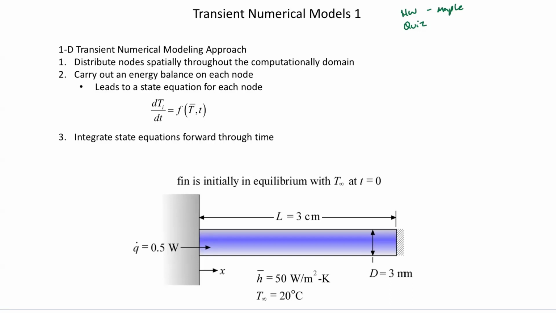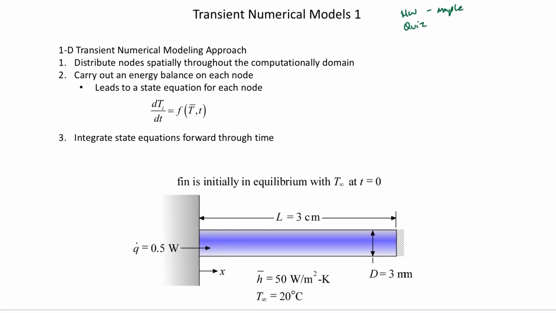So let's get started here with going over the approach for this. There's, I'd say, basically 3 steps here. The first step is step 1. We're going to start by distributing our nodes spatially throughout the computational domain. Right, so we're going to start by discretizing. We're going to take as an example this fin problem that we have here. We're going to look at how this thing changes as a function of time.